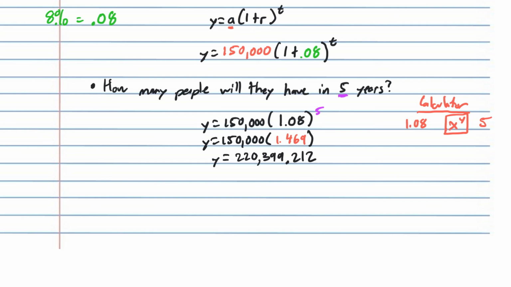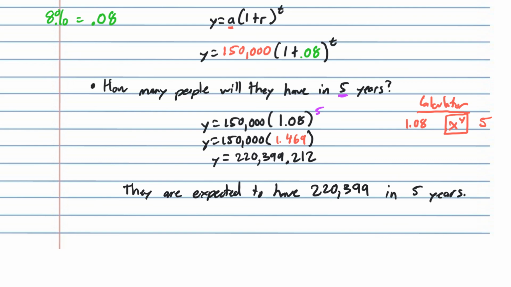Okay, so when you answer the question, write a complete sentence. It says they are expected to have 220,399 people in 5 years. Okay, and notice I did not include the decimals because again, you can't have 0.2 of a person. Okay, so it's rounded down.